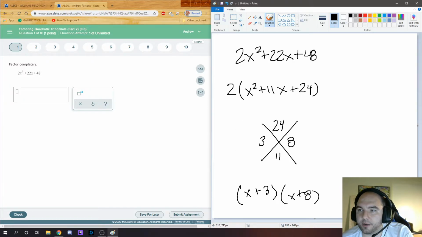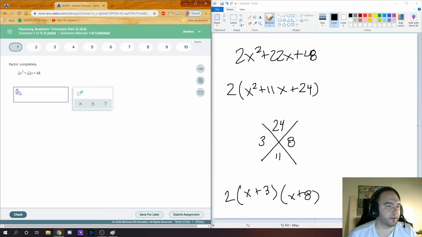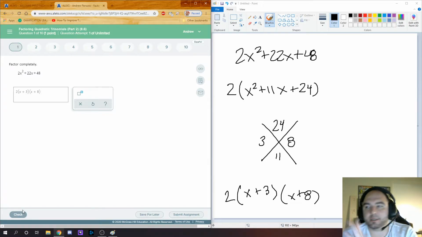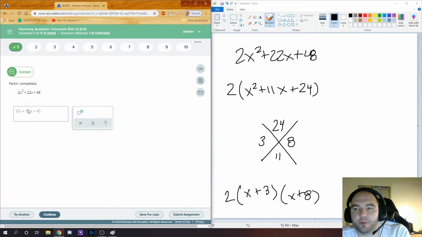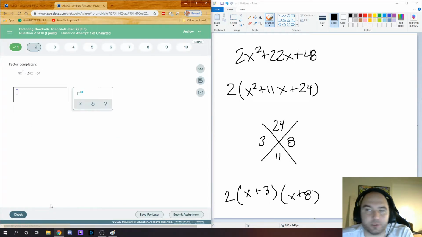Now, the 2 that I took out front, still out front. So that's my full final answer here. So 2, x plus 3, x plus 8. Somebody asked this. I don't think I mentioned this in an earlier video. You can write this reverse. If you write x plus 8 and x plus 3, there's not going to be a problem. It's totally fine.